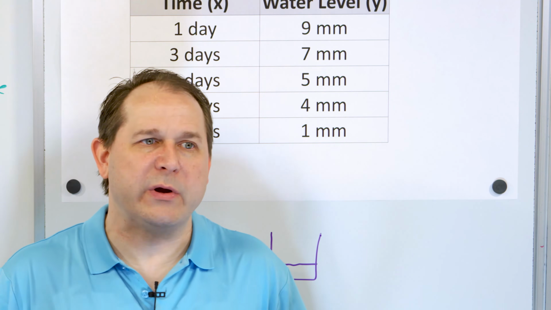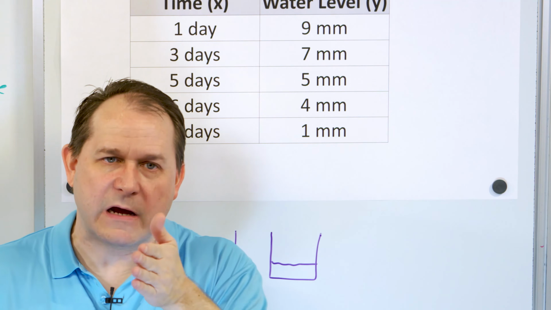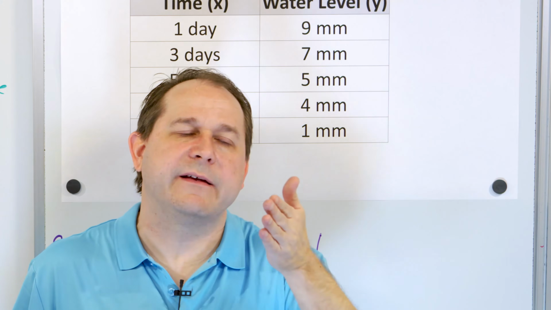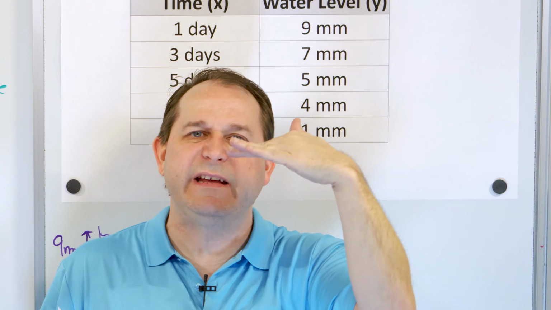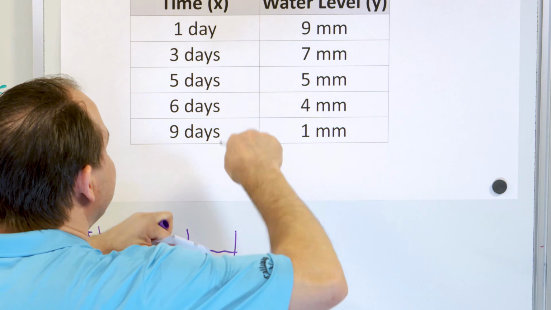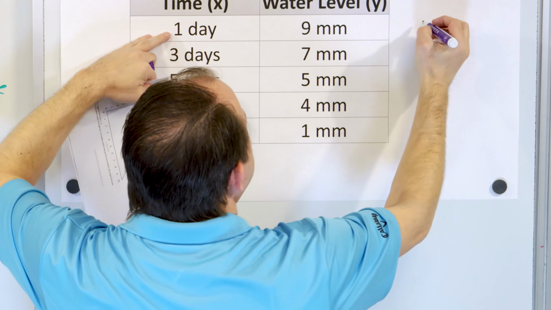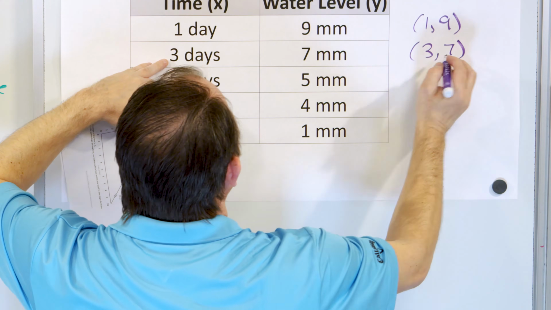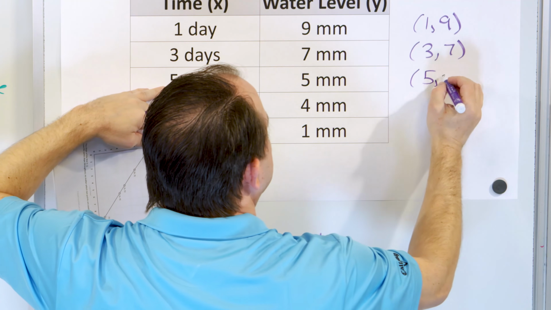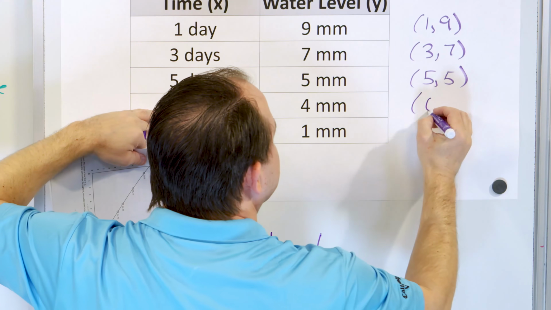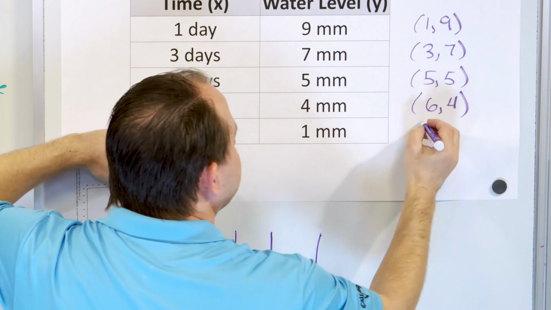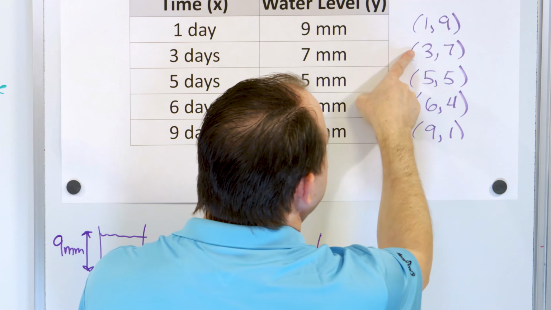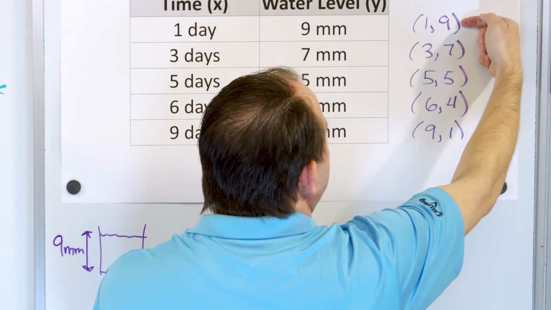In the previous 2 problems, when we were doing distance, the problems were chosen so that as time goes on, we're going farther away, we're driving down the road. But this one's a little different because as time goes on, the distance number is getting smaller, not bigger. So for instance, this point x comma y is 1 day, 9 millimeters. This is 3, 7. This is 5, 5. This is 6, 4. And this is 9, 1. Like this. Notice what's happening. As time goes on, because the first number here is time, the water level is going down.